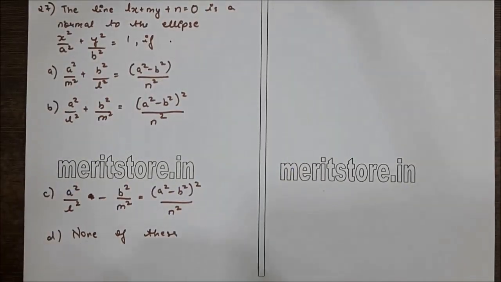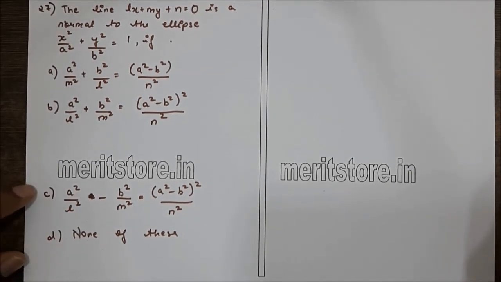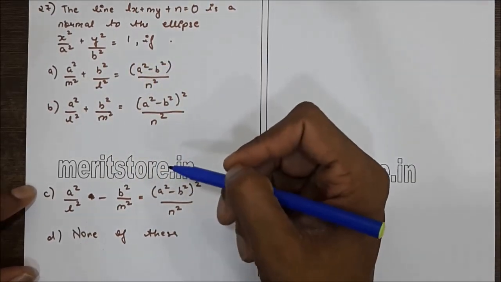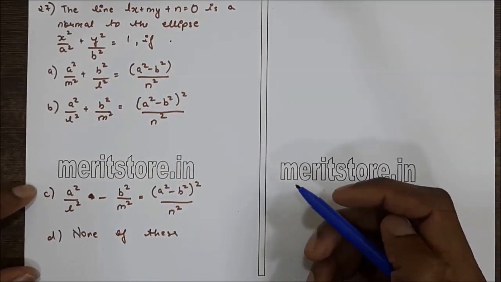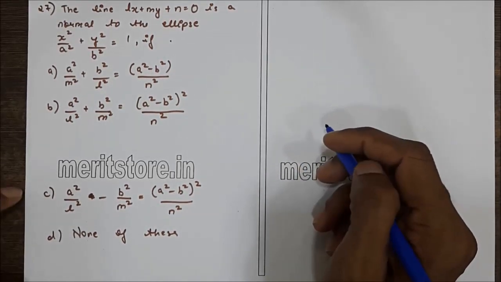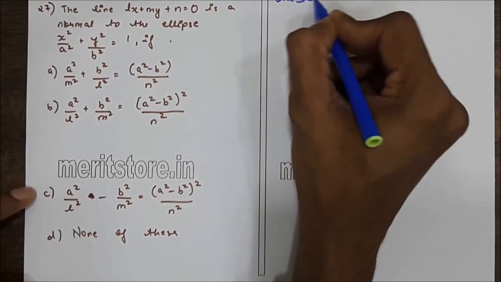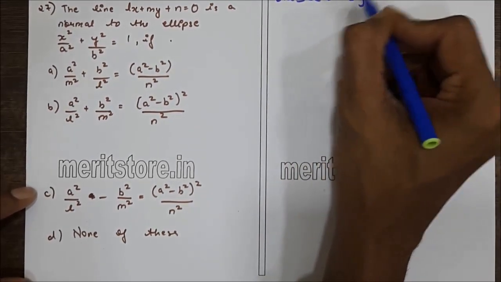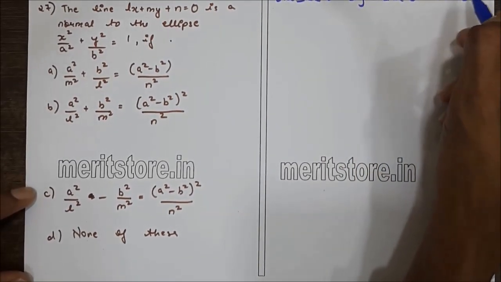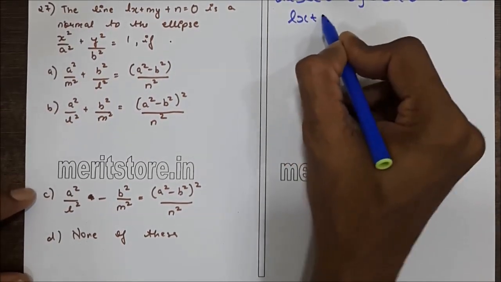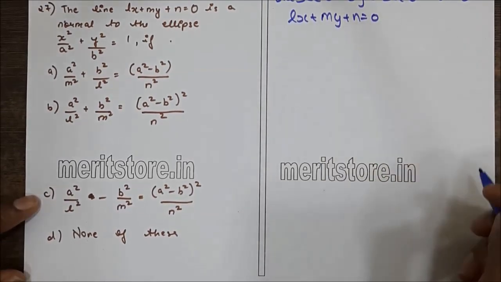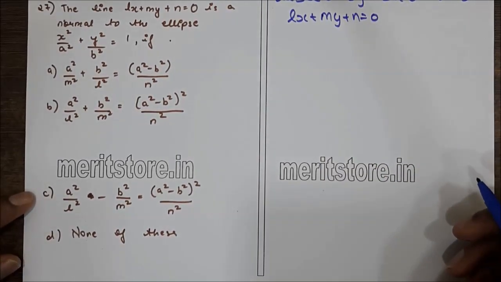Question 27. The line lx plus my plus n is equal to 0 is a normal to the ellipse x square upon a square plus y square upon b square equal to 1 if; there are four options given in terms of a, b and l, m and n. The equation of any normal to x square upon a square plus y square upon b square equal to 1 is given as ax sec theta minus by cosec theta equal to a square minus b square. The straight line given as lx plus my plus n equal to 0 will be normal to the ellipse x square upon a square plus y square upon b square equal to 1.